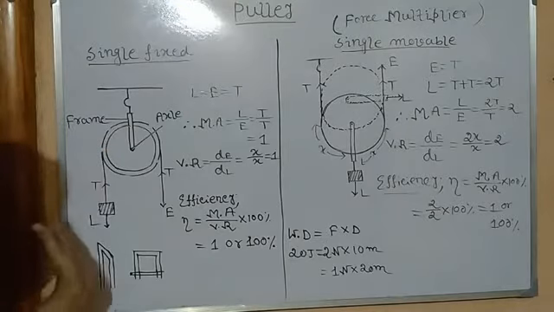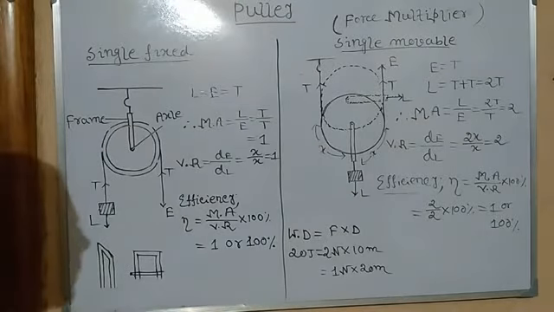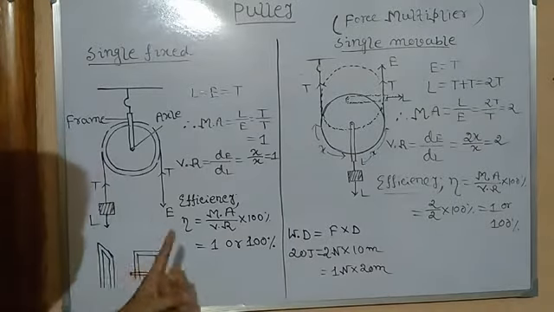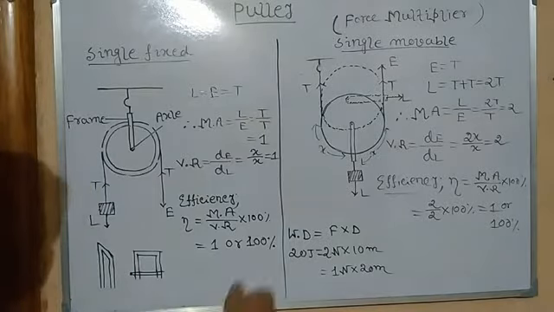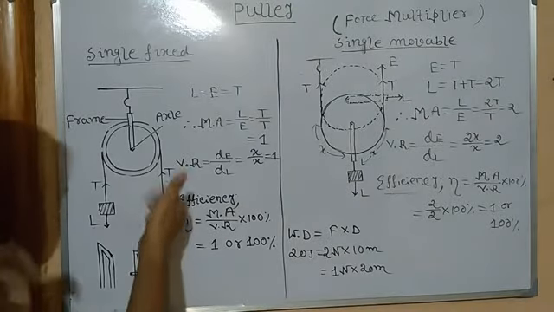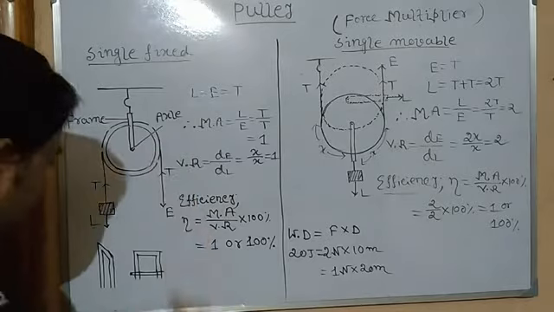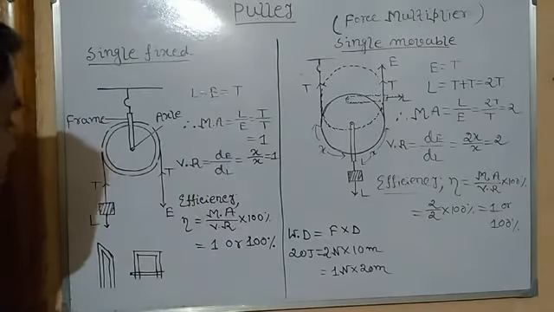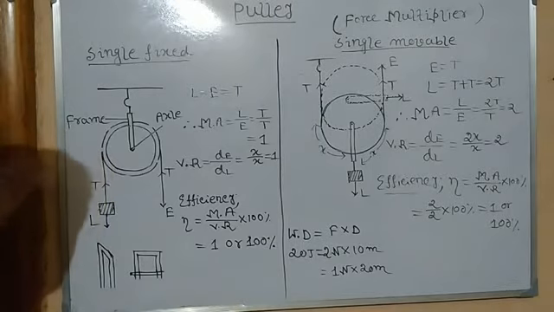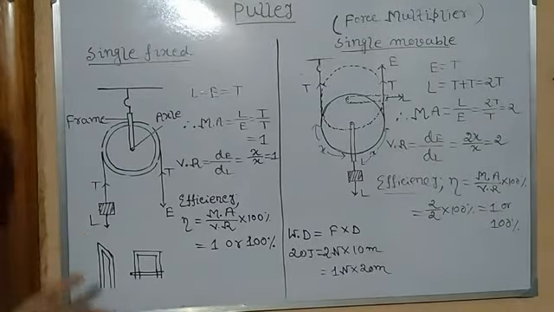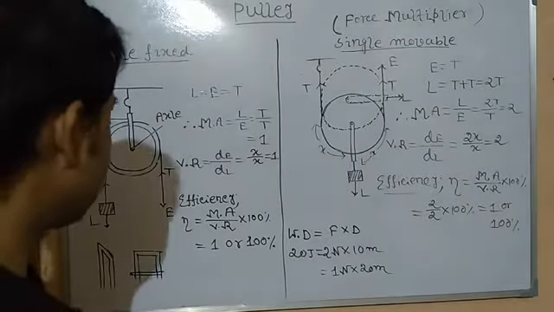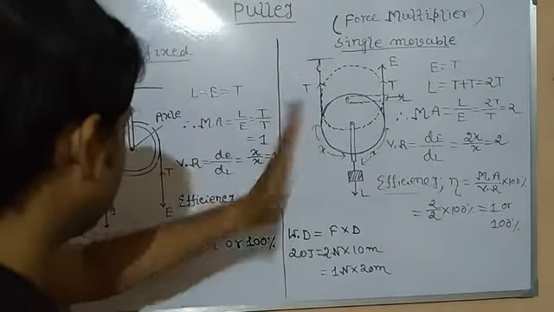Since the load is lifted up only by applying effort in the downward direction, the load cannot be lifted without applying force on the effort side. Suppose we apply force towards the effort end, and the string towards the effort end moves 10 meters. Obviously, the string towards the load side will travel the same distance, that is 10 meters. So the distances are the same, and the velocity ratio is equal to 1.